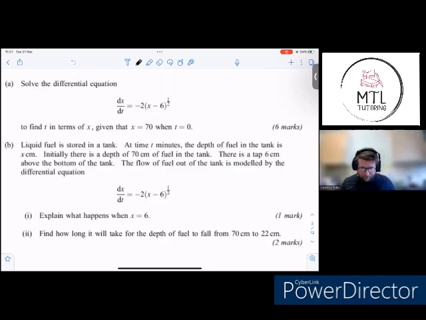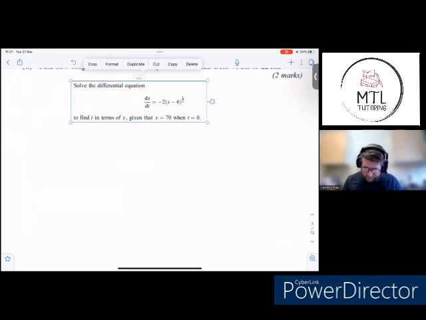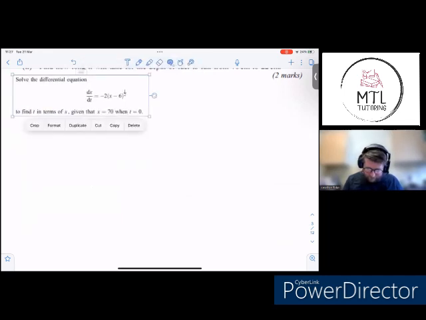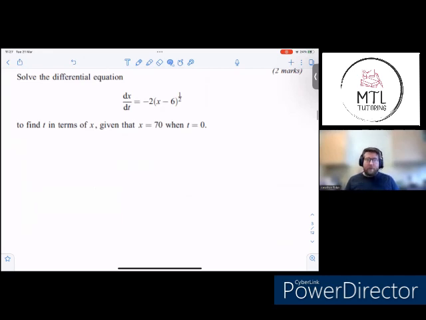Okay, so next question, we've got some of the differential equations type questions. 6 marks for this. Let's copy it so that we can see what we're doing down here. We've got a bit of room. Okay. So in this situation, we don't have to form the differential equation. We just need to separate the variables.